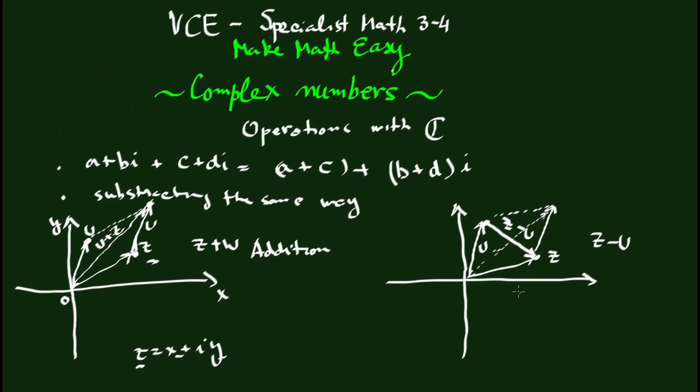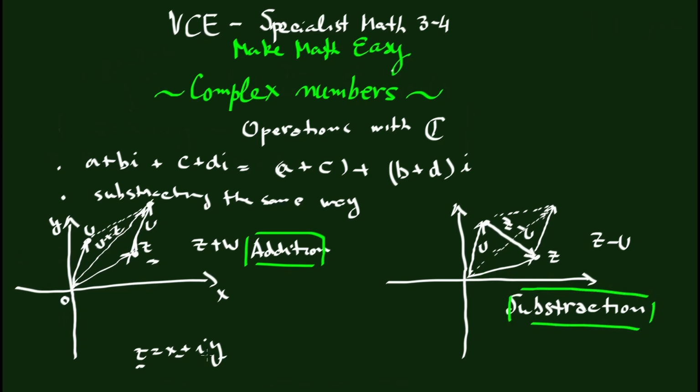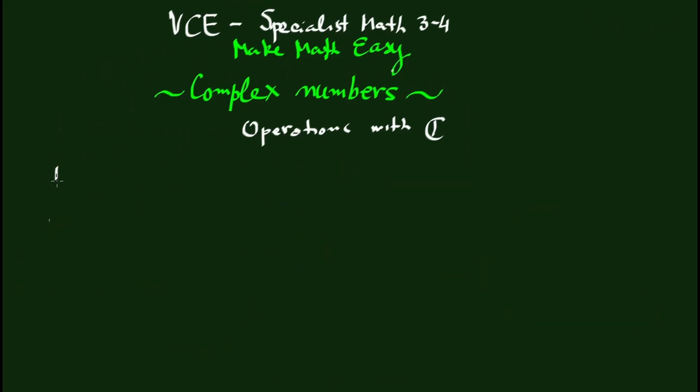And this here is subtraction geometrically. So addition and subtraction of complex numbers. So now multiplication of complex numbers. For the multiplication, we use two things.